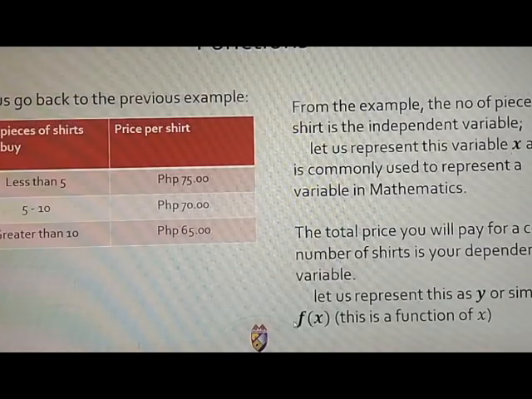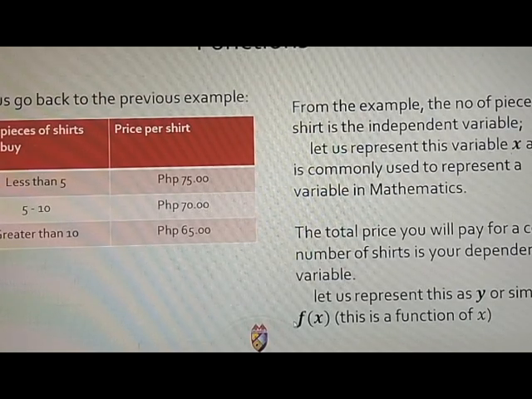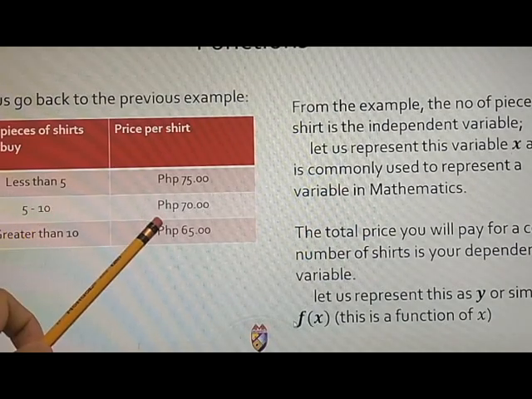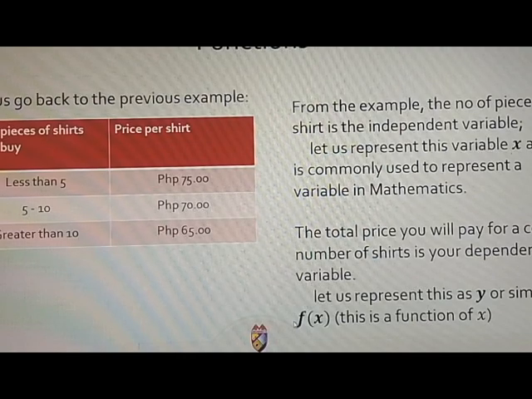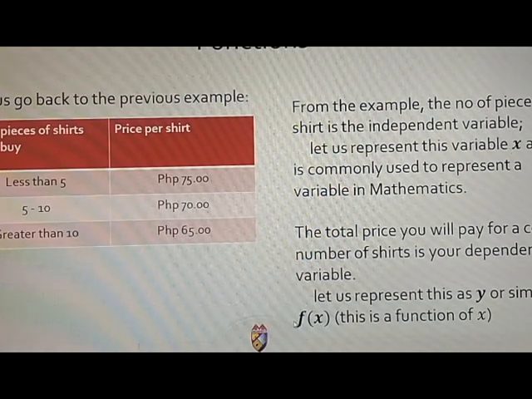Okay, so we have an example here. Let us go back to the previous examples. We have the number of pieces of shirt you'll buy, the number of shirts and the price per shirt. If you have to buy less than 5, the price per shirt is 75 pesos. If you're going to buy 5 to 10 pieces of shirts, the price per shirt will be 70 pesos. And for more than 10 shirts, that would be equal to 65 pesos per shirt.